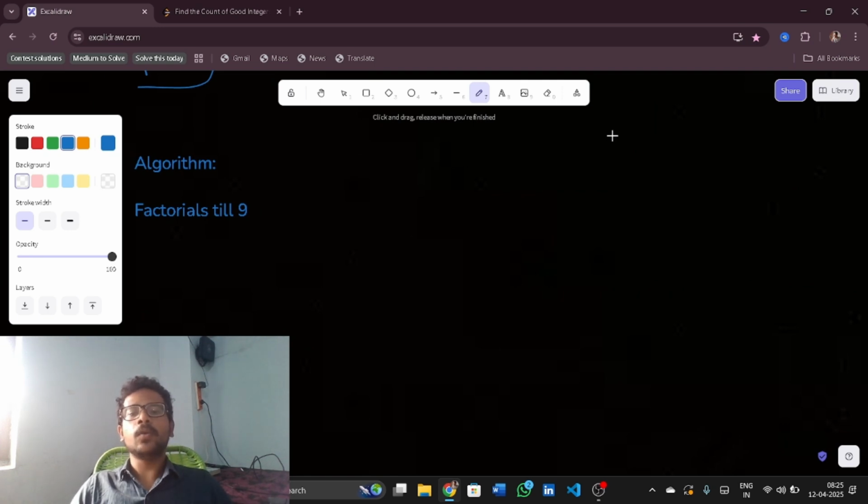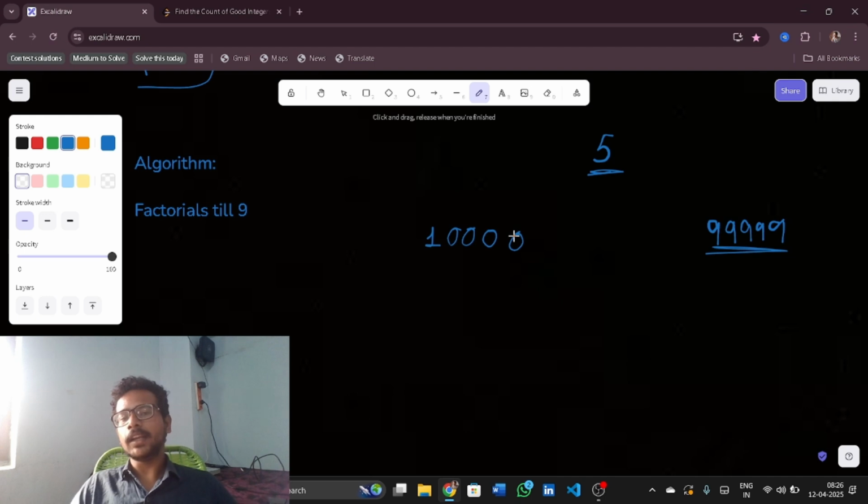Now, I have n equal to 5. What is the first integer with the number of digits as 5? Let us go with the last one first. I have 9, 9, 9, 9, and 9. This is the last integer having 5 digits. Now, what is the first integer having 5 digits? 1, double 0, double 0.